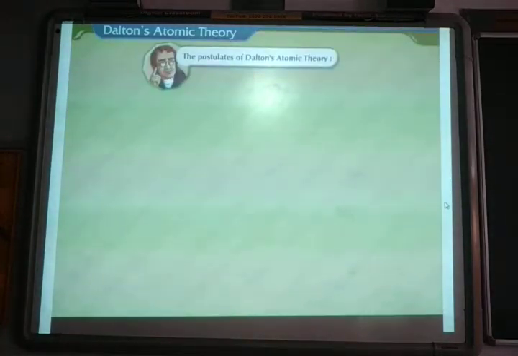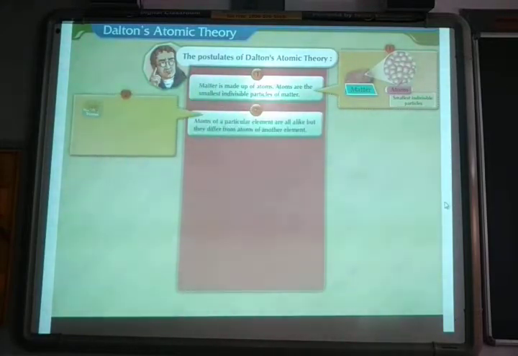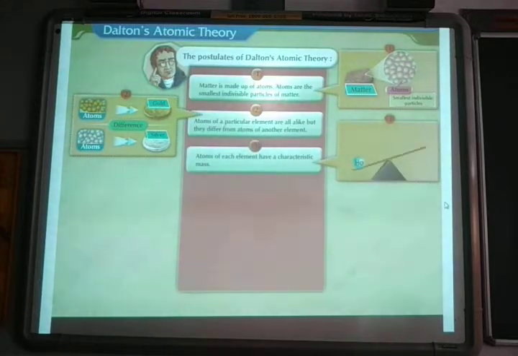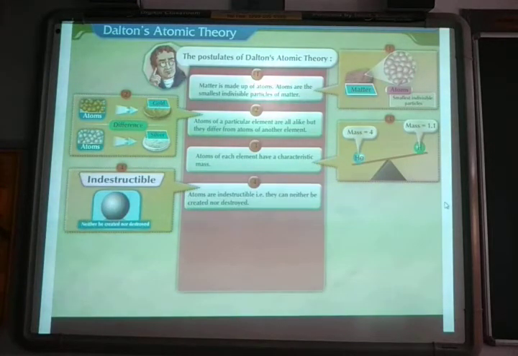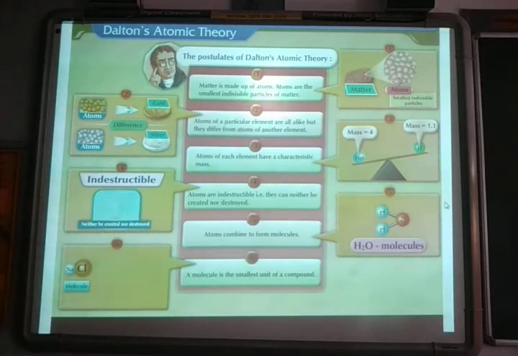The postulates of Dalton's atomic theory are: matter is made up of atoms. Atoms are the smallest indivisible particles of matter. Atoms of a particular element are all alike, but they differ from atoms of another element. Atoms of each element have a characteristic mass. Atoms are indestructible, that is, they can neither be created nor destroyed. Atoms combine to form molecules. A molecule is the smallest unit of a compound.